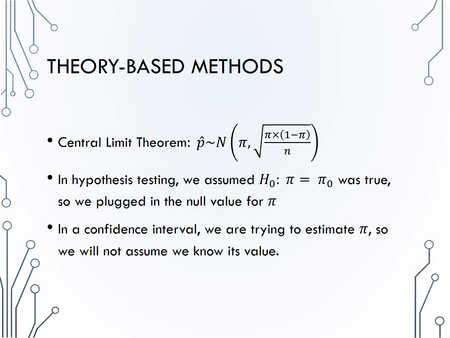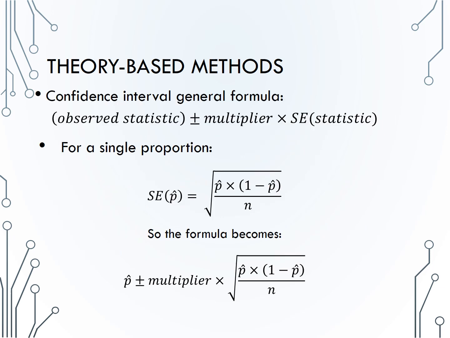But in a confidence interval, we are trying to estimate pi, and therefore we do not know its value, nor do we assume we know its value. So what can we use instead? The only thing we have, our sample proportion, p hat. Standard error of a sample proportion is equal to the square root of p hat times 1 minus p hat over n. Notice this is the same formula for the standard deviation, only plugging in p hat for pi. Because of that, we call this standard error, or the estimated standard deviation of the sample proportions.